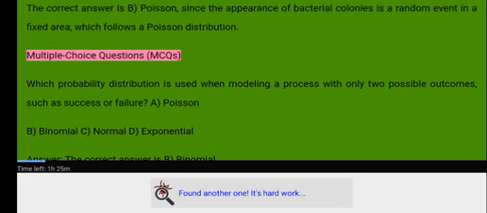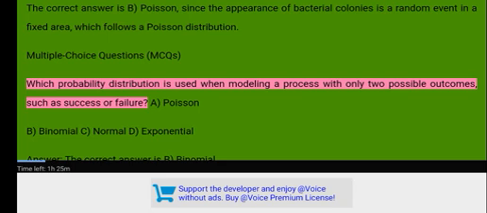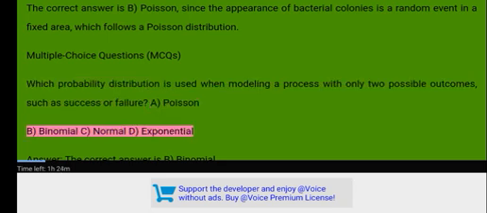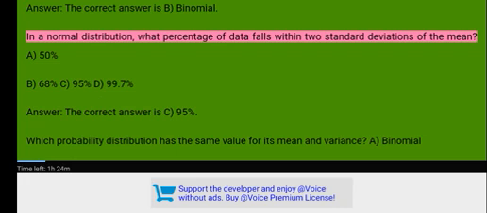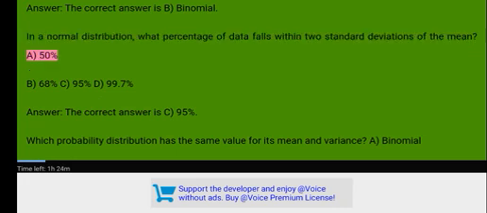Multiple choice questions, MCQs. Which probability distribution is used when modeling a process with only two possible outcomes, such as success or failure? A. Poisson. B. Binomial. C. Normal. D. Exponential. Answer: The correct answer is B. Binomial. In a normal distribution, what percentage of data falls within two standard deviations of the mean? A. 50%. B. 68%. C. 95%. D. 99.7%. Answer: The correct answer is C. 95%.